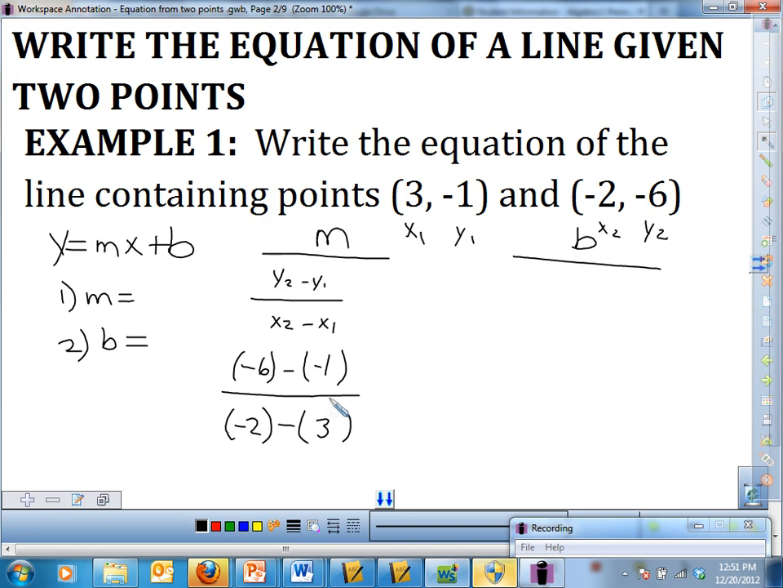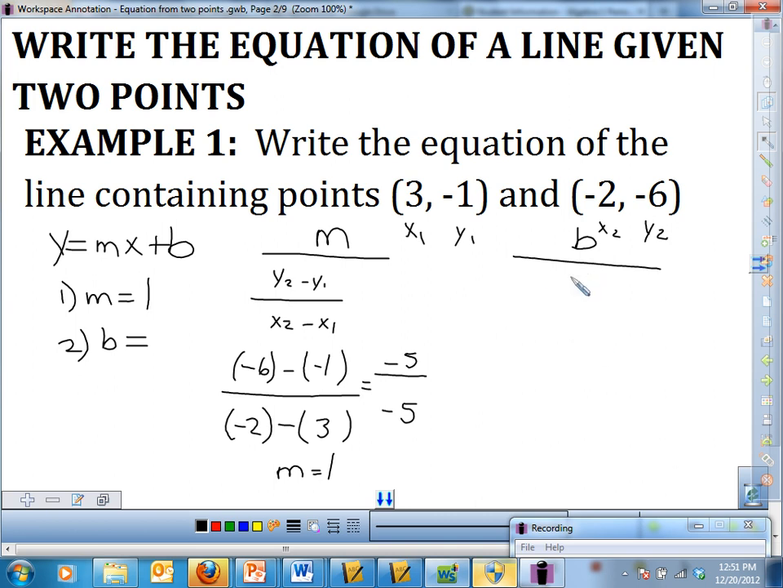Alright, so then I'm going to go ahead and solve this. -6 minus -1 gives me a -5. -2 minus 3 also gives me a -5. And I know that I need to simplify this because I don't want to leave it as -5 over -5. So when I simplify that, I get that m is 1. The reason it's so important to write this over here is that now I can write, oh, m is 1. I know that m is 1, and I'm going to write that here because as soon as I find out what b is, I can put my equation together.